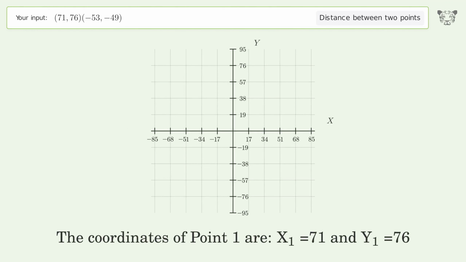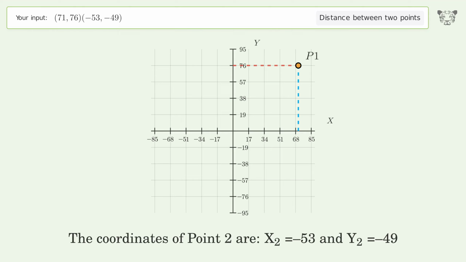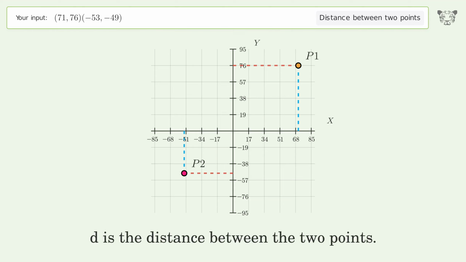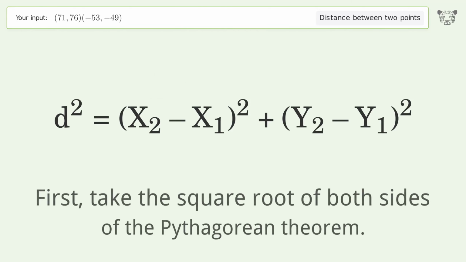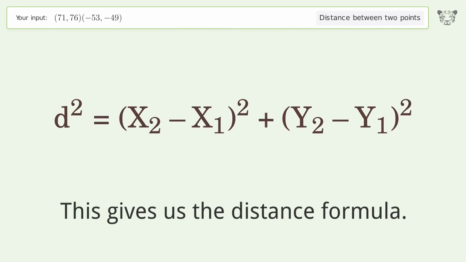The coordinates of point 1 are, x1 equals 71 and y1 equals 76. The coordinates of point 2 are, x2 equals negative 53 and y2 equals negative 49. D is the distance between the 2 points. First, take the square root of both sides of the Pythagorean theorem. This gives us the distance formula.